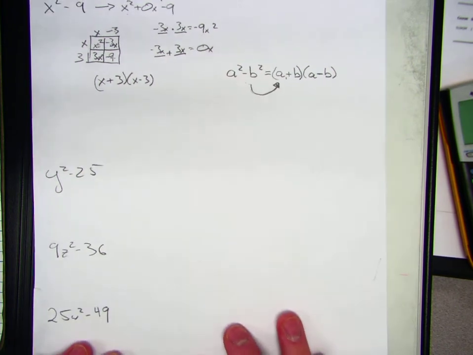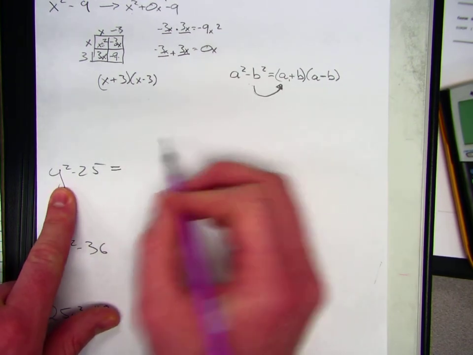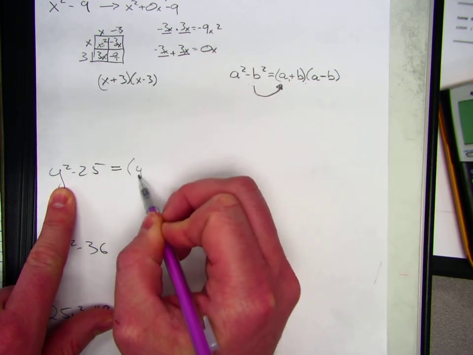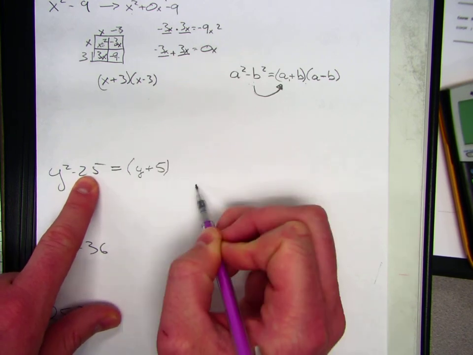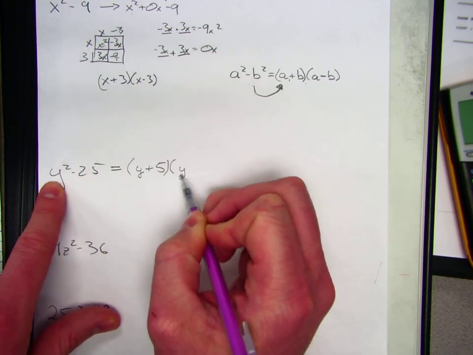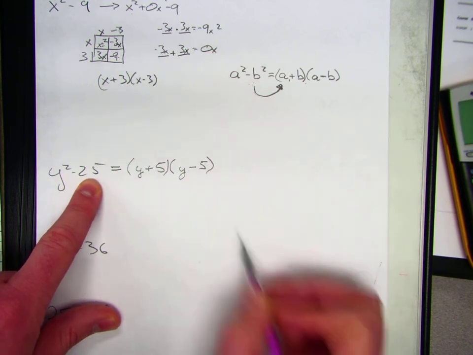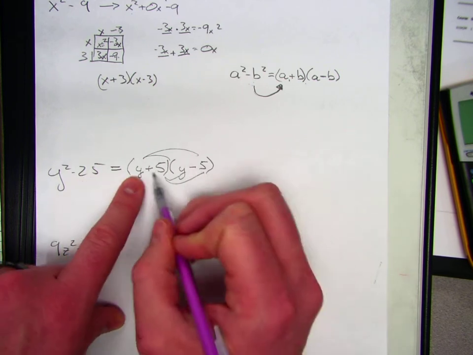But in case you don't want to do that, I'm going to go ahead. If I'm going to follow this pattern, I know I've got the square root of the first term plus the square root of the second term times the square root of my first term minus the square root of my second term. And as always, I can multiply this back out to make sure it works. Let's do that on this one.